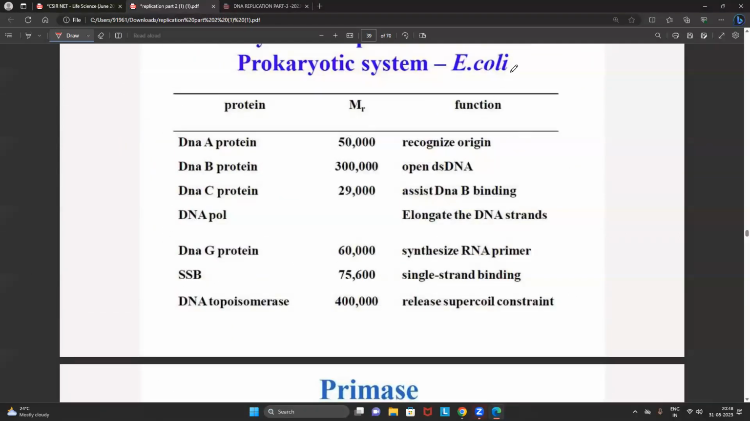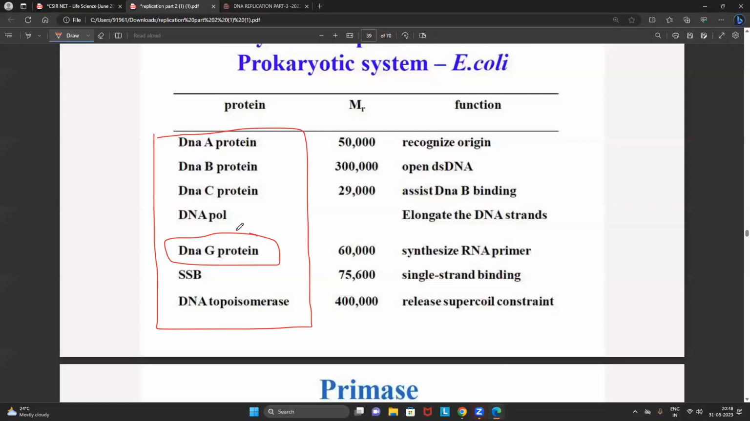Now, every student remember, these are all the different names for the prokaryotic E. coli. I hope every student remember, right? This is the question which was asked in your DL question paper. DNA G protein, which is the one which synthesizes the RNA primer. Friends, every student listen to my statements. No need to confuse. Whenever I am explaining the process, it will become very easy for all of you.